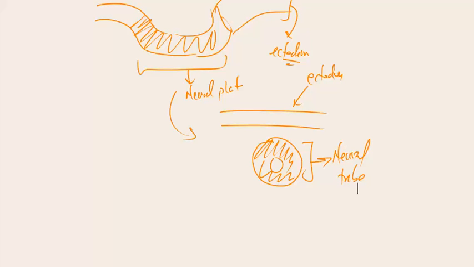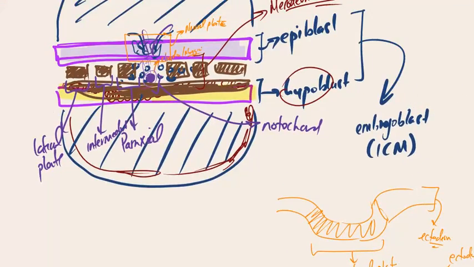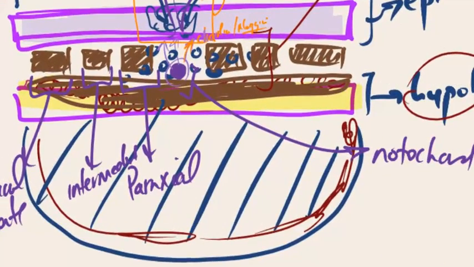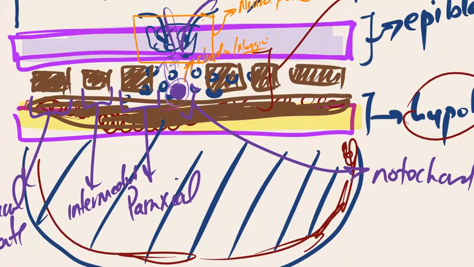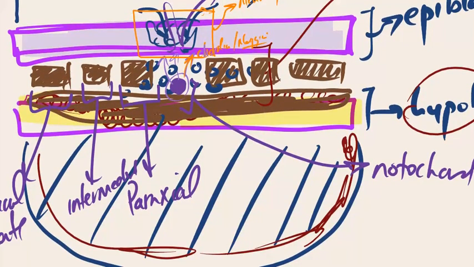Mm-hmm. Okay, so this neural tube is actually going to become your spinal cord, and it's going to make up your brain and also your motor neurons. But we'll get into that in a little bit. Okay, so notochord induces the formation of the neural plate. Neural plate invaginates, you get the neural tube, right?